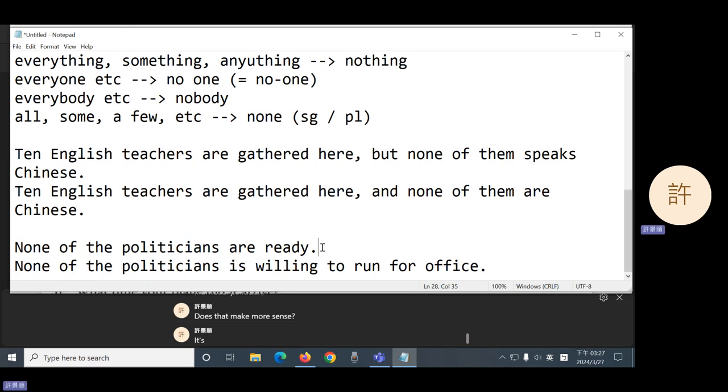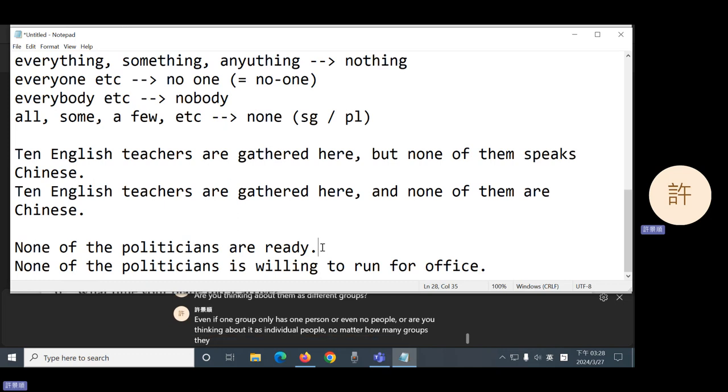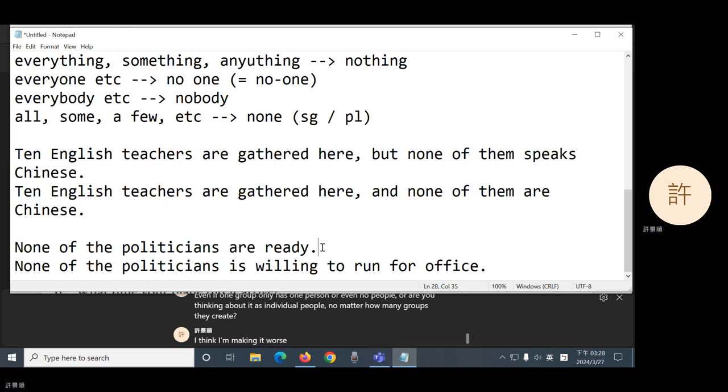It's reflecting a way of thinking about these people or about the objects that you're considering. Are you thinking about them as different groups, even if one group only has one person or even no people? Or are you thinking about it as individual people, no matter how many groups they create? I think I'm making it worse. Okay, let me think of an example that you might understand better.